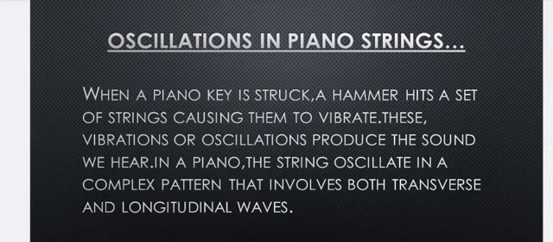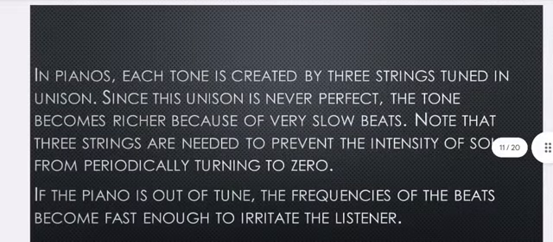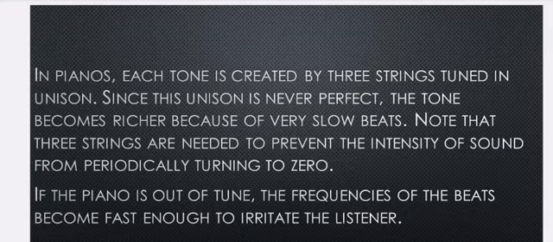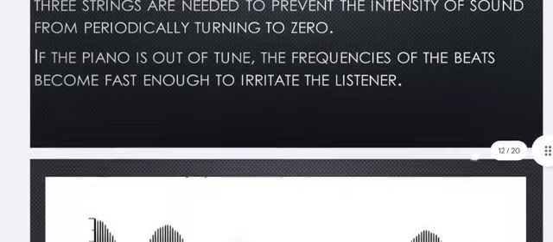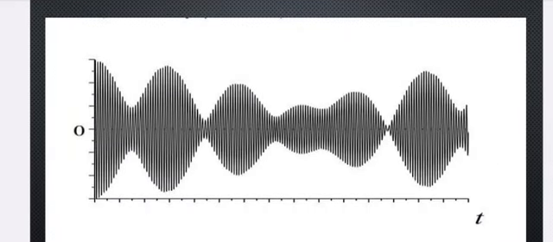Oscillations in piano strings. When a piano key is struck, a hammer hits a set of strings, causing them to vibrate. These vibrations or oscillations produce the sound we hear. In a piano, the string oscillates in a complex pattern that involves both transverse and longitudinal waves. In pianos, each tone is created by three strings tuned in unison. Since this unison is never perfect, the tone becomes richer because of very slow beats. Note that three strings are needed to prevent the intensity of sound from periodically turning to zero. If the piano is out of tune, the frequencies of the beats become fast enough to irritate the listener. This is the oscillation of piano string.